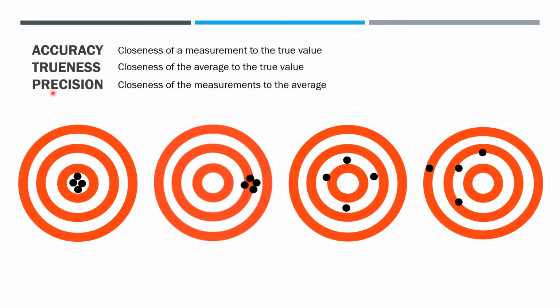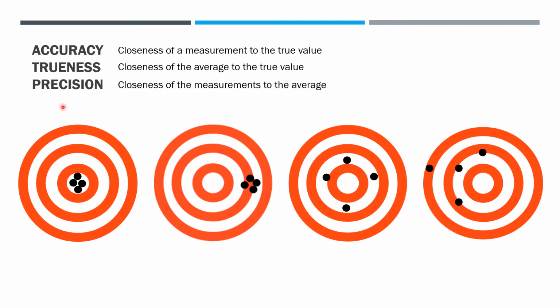Finally, we can look at whether or not we're getting the same measurement every time we repeat it. If all of your measurements are very close together and they're all clustered around the average, you say you have good precision. So precision is a measure of how much scatter you've got in your data set.